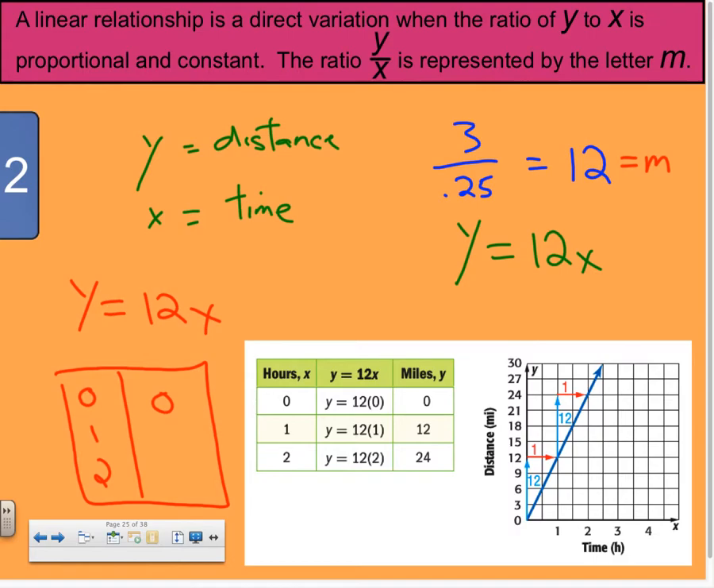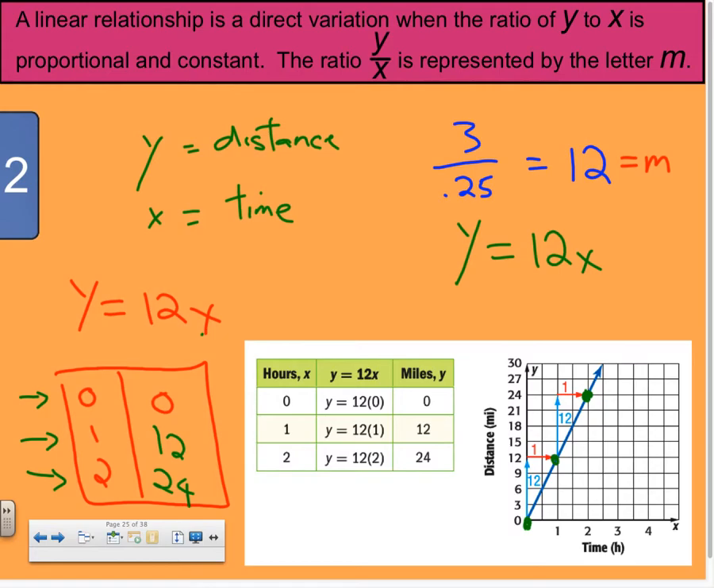When I put 1 in for x, what's 1 times 12? 12. When I put 2 in for x, what's 2 times 12? 24. And guess what I've just developed for myself? 3 coordinate pairs. Now I can plot them on the graph, the point 0, 0, the point 1, 12, and the point 2, 24, and I've been able to graph my line.